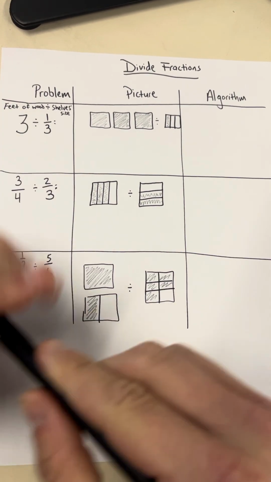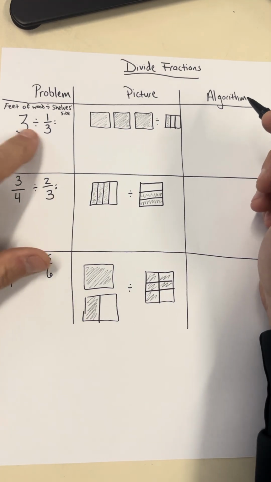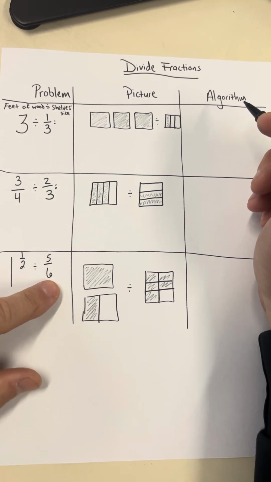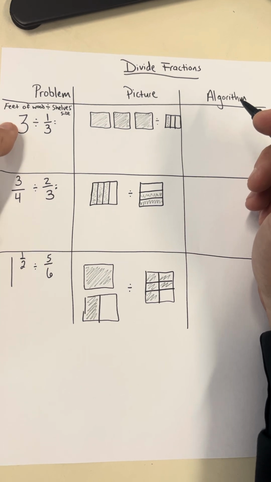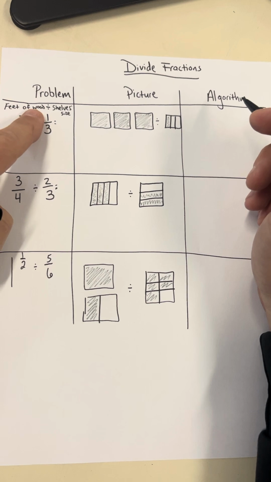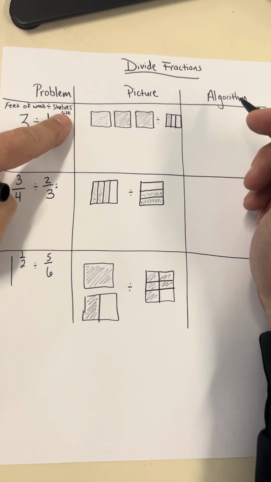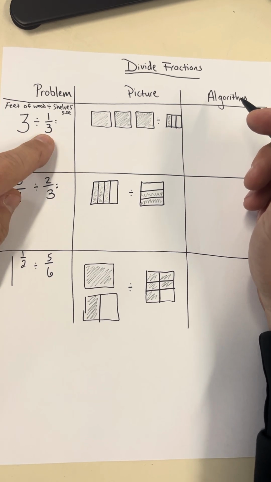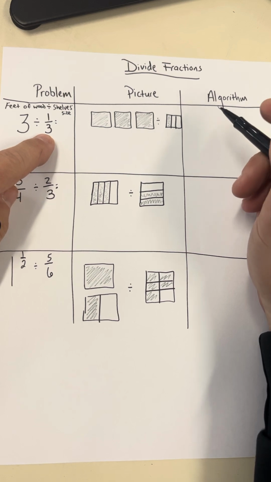solve division problems. So in this first problem, first of all, I look at these numbers and they don't make a lot of sense sometimes, so I like to give them a context. So I like to say, you know, if we're doing division, especially with fractions, feet of wood divided into shelves. So if I had 3 feet of wood, what would that look like if I was going to divide them into shelves that are this size?